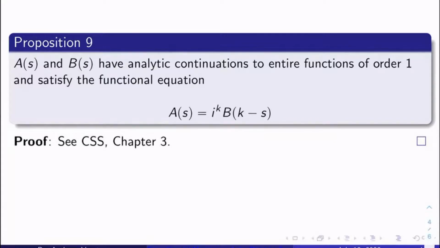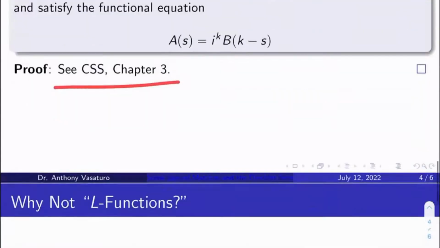And so we have A of s and B of s, they do analytically continue, and they do satisfy functional equations relating their values at s and at 2 minus s if k is 2. If k is 2, we get A of s equals negative B of 2 minus s. That's very similar to the conjecture for L functions of abelian varieties. It's just that we have two different series going on here, and we're dealing with series attached to cusp forms, or quote unquote L functions attached to cusp forms, and not L functions attached to abelian varieties. Nonetheless, this is promising. The proof of this is in CSS chapter 3.